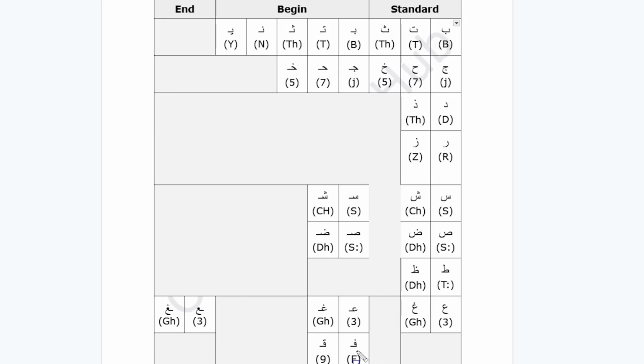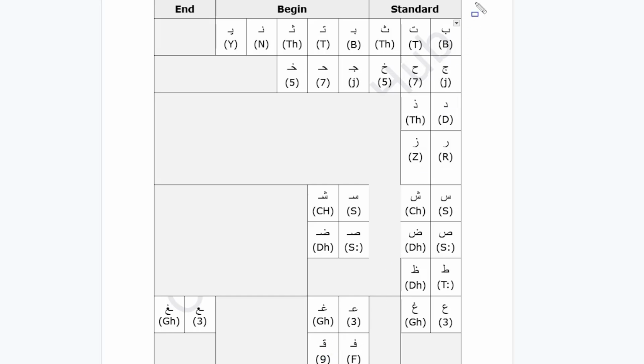And at the end we have Fa and Qa. Fa, in the beginning, follows the rule of group number 2 and number 1, and Qa follows the rule number 2. When you write in the beginning, Fa contains only 1 point above and Qa contains 2 points above.